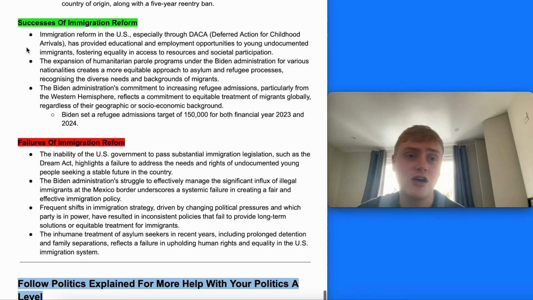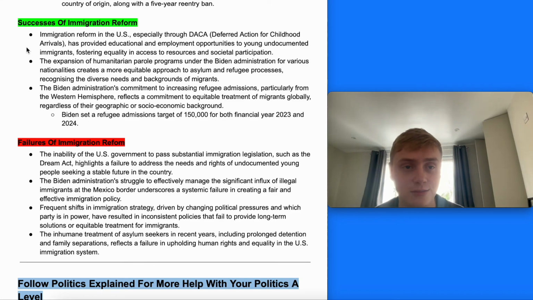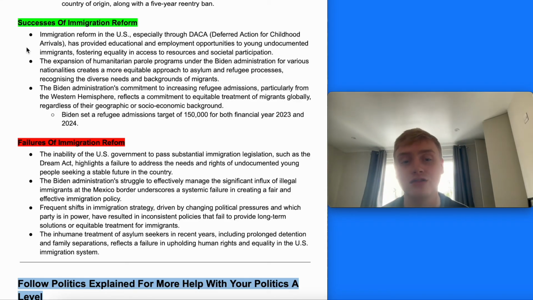In terms of summarising the successes of immigration reform then, on the one hand, immigration reform in the US, especially through DACA, has provided education and employment opportunities to young undocumented immigrants, fostering equality and access to resources and societal participation. The expansion of humanitarian parole programs under Biden for various nationalities creates a more equitable approach to asylum seekers and refugee policies. And the Biden administration's commitment to increasing refugee admissions, particularly from the Western Hemisphere, reflects a commitment to equitable treatment of migrants globally. So he set a refugee admissions target of 150,000 for both the financial year 2023 and 2024.